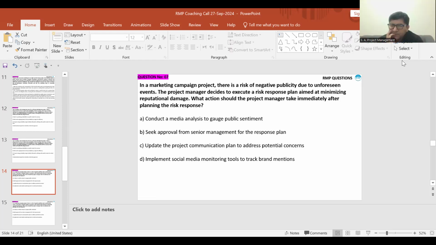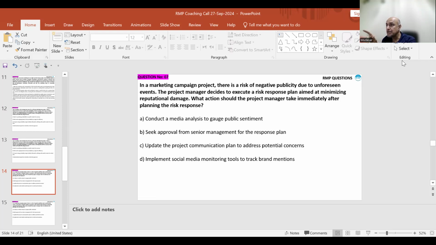Option number B says approval from manager for the response plan. He has already planned it, so I don't know why he needs to go to senior management. Generally, you don't go to senior management anyways. This is the job of a project manager. So option number B is also rejected. Response planning is part of planning. We will go in the end when we have finalized the project management plan.